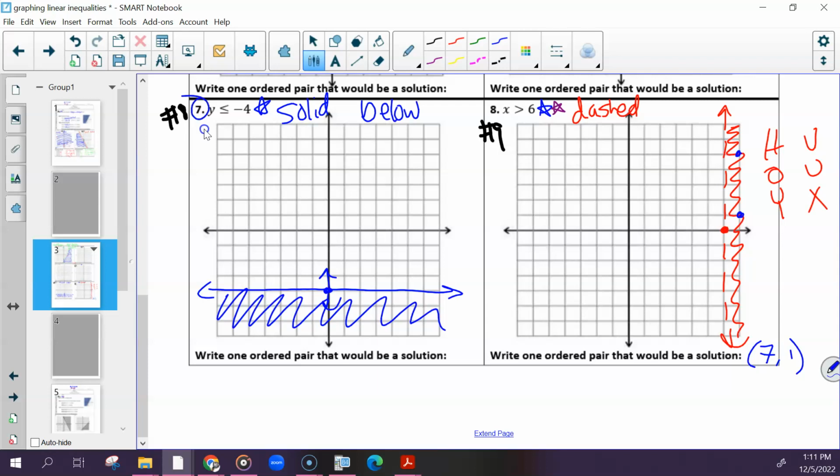So because we're shading below, it has to be underneath. No, the rule is this direction is below, is underneath. And how did you do that? Because it's greater than, pick a number on the number line that would be greater than 6. 7 is greater than 6. 3 is not.